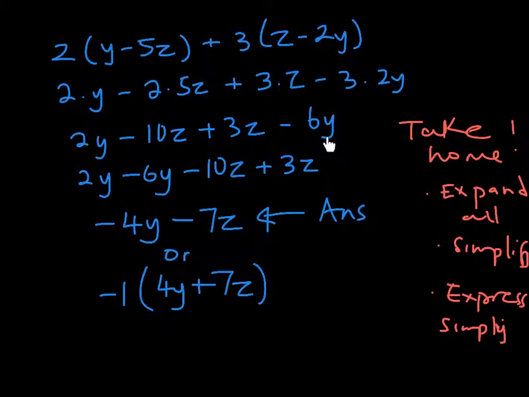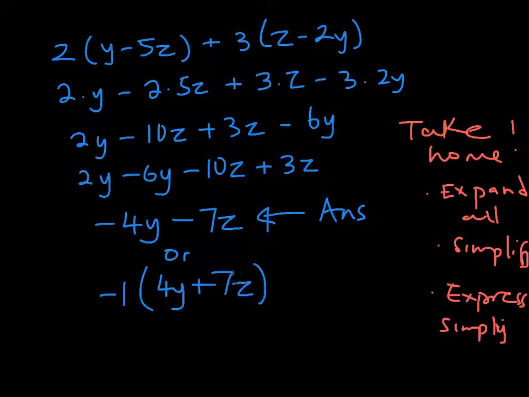So you bring the like terms together. 2y minus 6y gives us negative 4y. Negative 10z plus 3z gives us negative 7z. So this is the answer. If you decide to take out the negative 1, you can have negative 1 into 4y plus 7z.